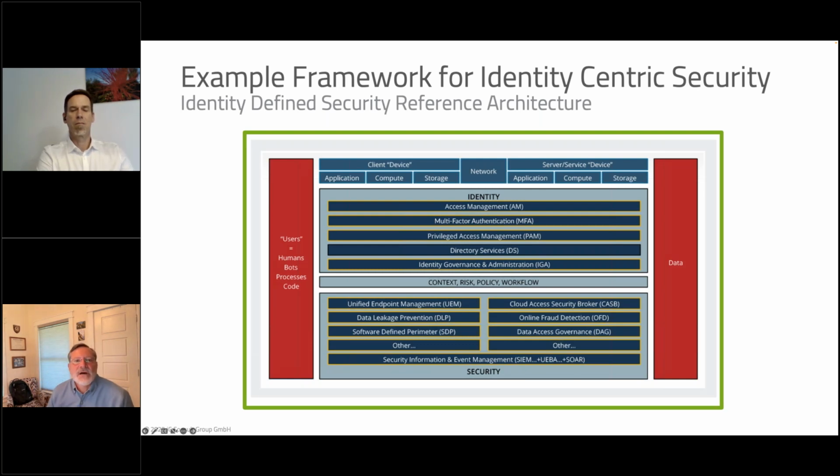In the heart of the framework, you can see that identity is there, and access management, privileged access management, and identity governance are all at the heart of the framework.